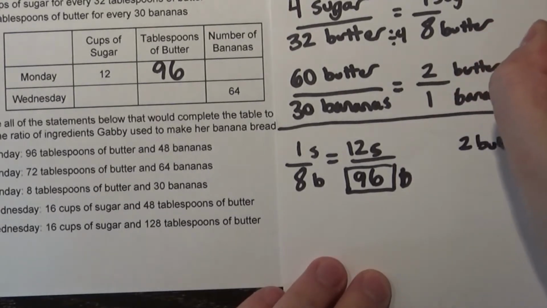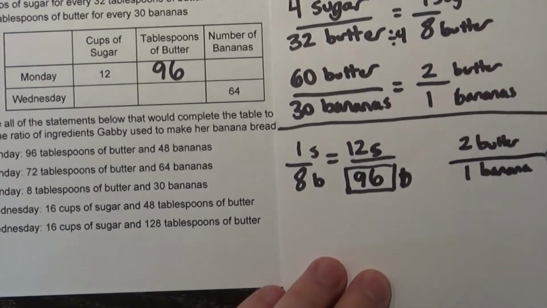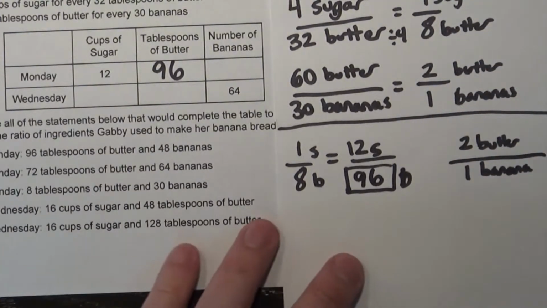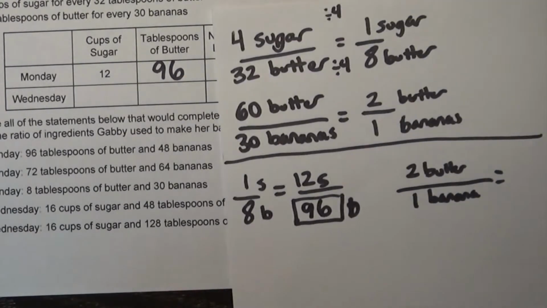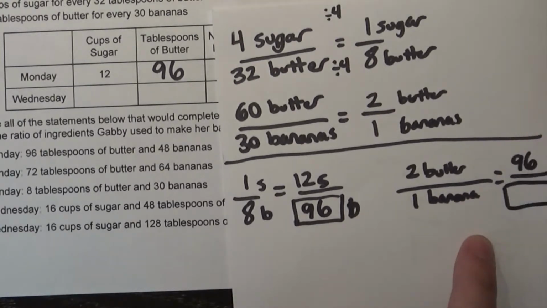Okay, so I'm going to create an equivalent ratio. Let me scooch over here. So I know that I have 96 butter, right? So then I'm going to have an unknown amount of bananas. So what am I doing to 2 to get to 96? Well, I'm multiplying it by a certain number.